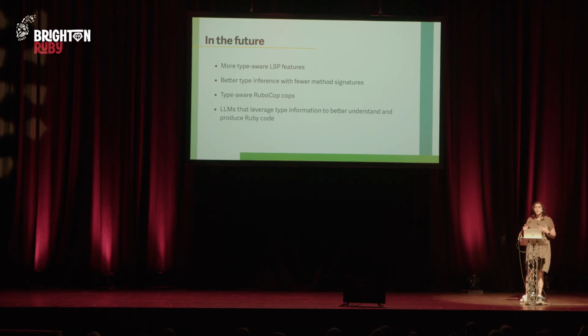We could have more LSP features, like a feature that tells you the class or type hierarchy of any object in your code without you having to go digging to understand it. We could have better type inference in Sorbet with fewer method signatures. We could have type-aware Rubocop cops and not get suggestions that break our code. We could have LLMs that leverage all this information via model context protocol servers to understand and produce better Ruby code. And we can reach this future by investing more in type-checking Ruby now, and thus developing the static analysis tooling that will make all these dreams a reality.